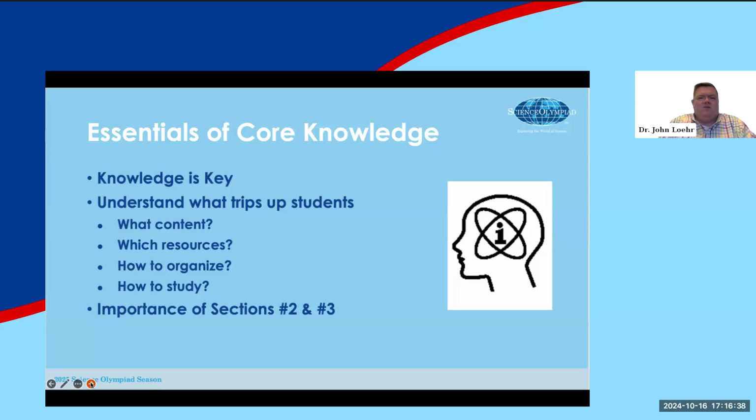So first and foremost, I'd say for core knowledge, we can all agree that learning stuff, the knowledge, is the most important thing, right? So then if we agree that the knowledge is the most important thing, let's take a look at where students are going to struggle. And I think these are probably the four biggest places that kids struggle, right?